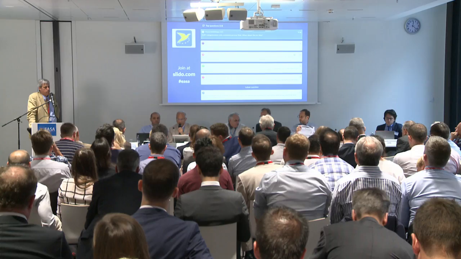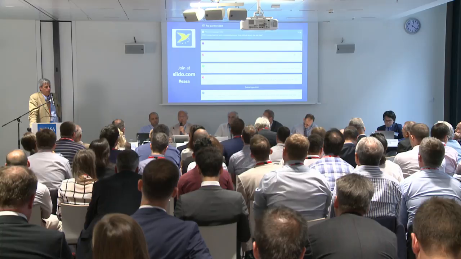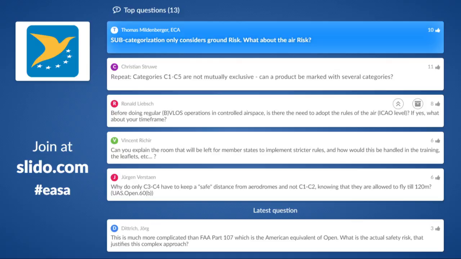I can address this question about subcategorization that considers ground risk, and what about the air risk. In the subcategorization, we consider, for example, visual line of sight limitation, which is a typical factor that takes into consideration air risk, and the limitation in altitude, the buffer that we consider for the altitude between the 400 feet allowed and the 500 feet. And the altitude limiter, yes, correct, Yves, also the altitude limitation. So there are some factors in the subcategorization in terms of limitation and function that consider the air risk.